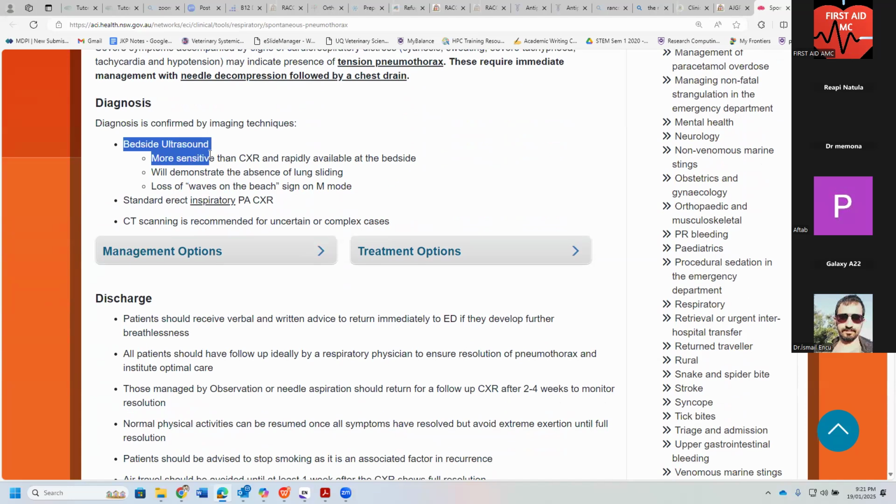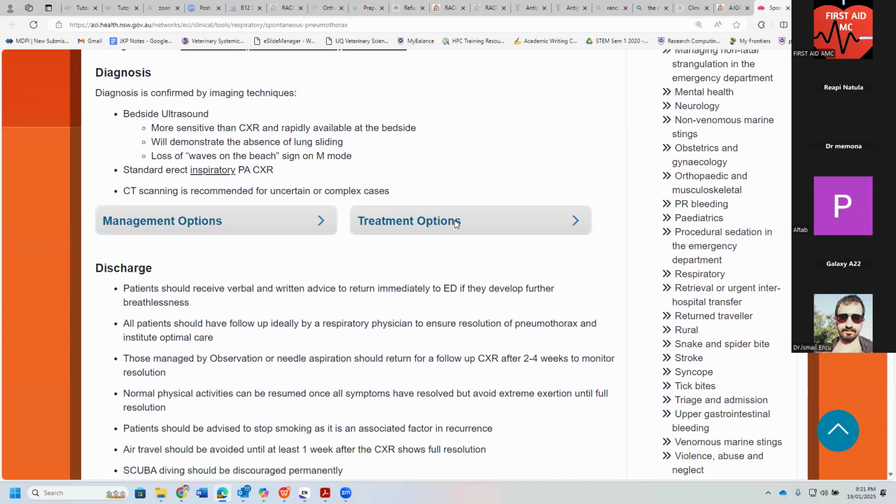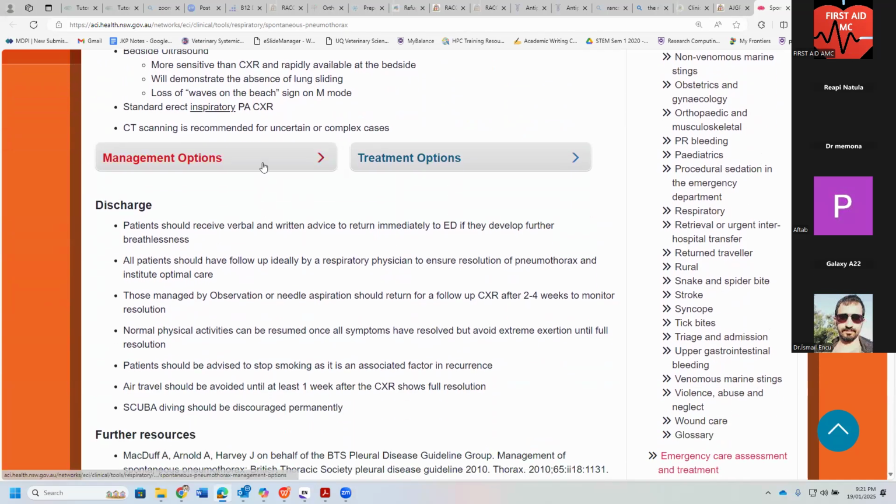Diagnosis: you can do a bedside ultrasound, but most appropriately you do an erect chest X-ray. CT scan can be done for complex cases. All right. Management.